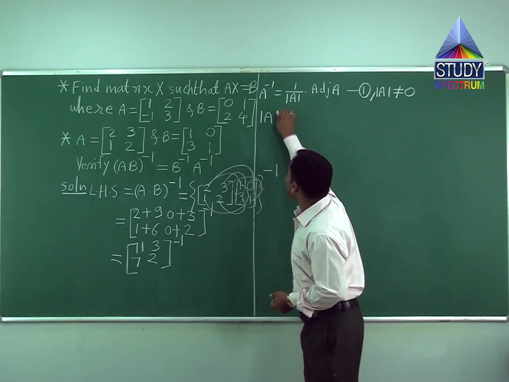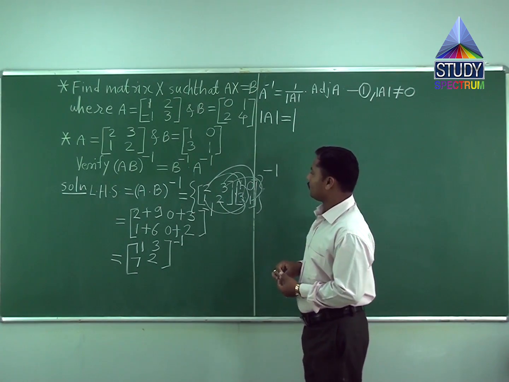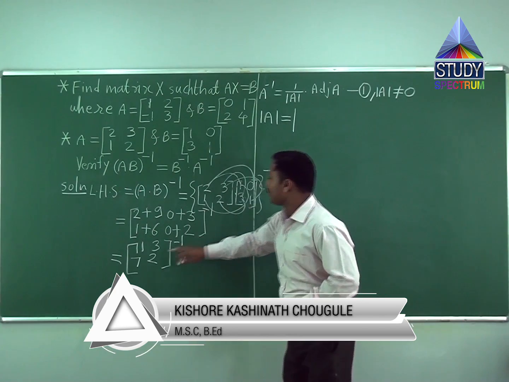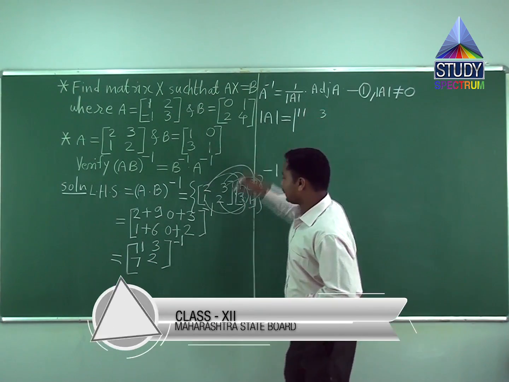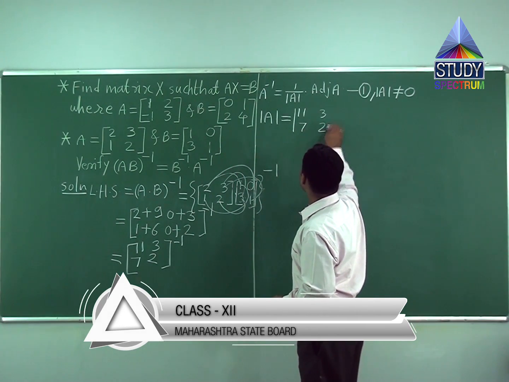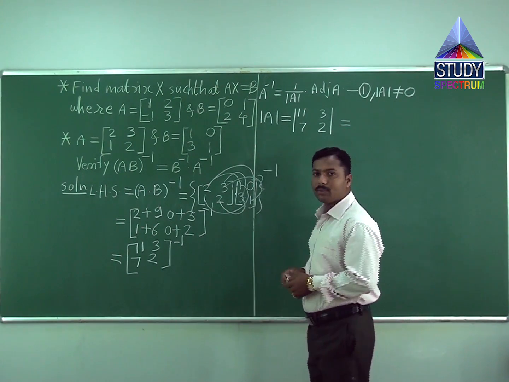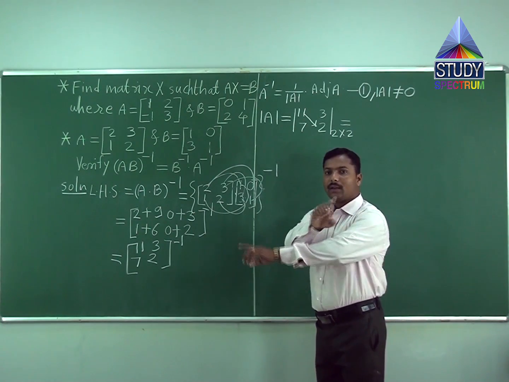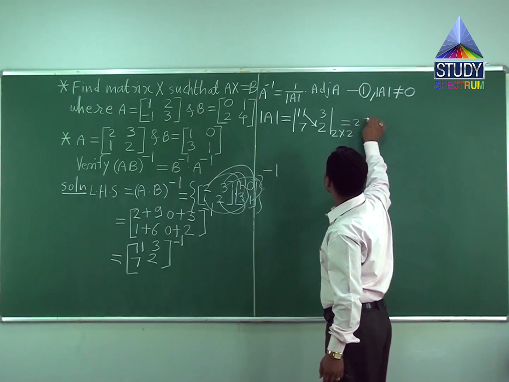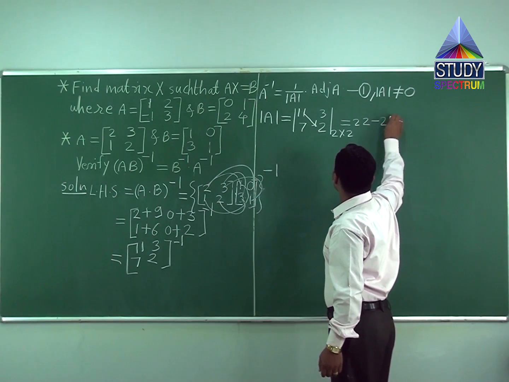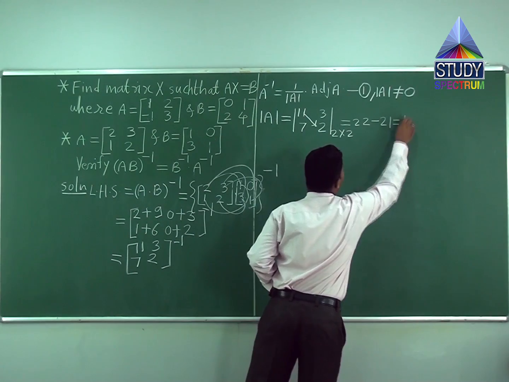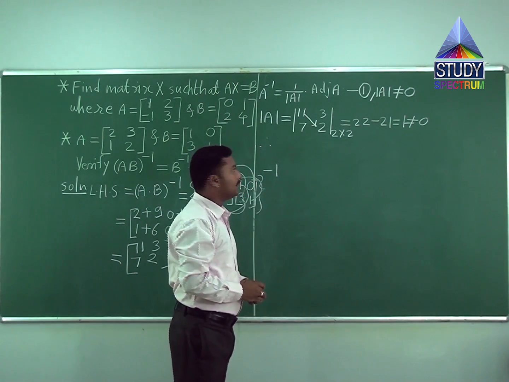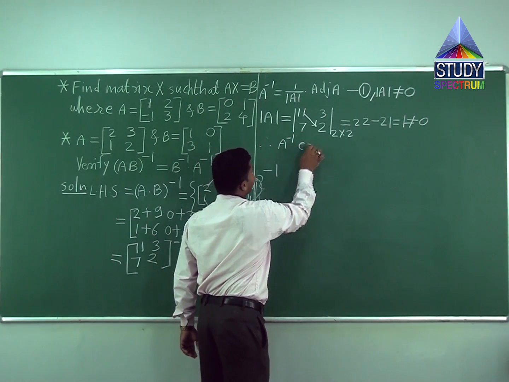So determinant of A equal to what? Determinant of A means the determinant of this matrix. So determinant of first row 11, 3, second row 7, 2, equal to what? How do we find the determinant? So this is a 2 by 2 determinant, second order determinant. So we take cross multiplication. So 11 into 2, 22, minus 3 into 7, 21, equal to 1. And this is not equal to 0. And therefore, A inverse exists.